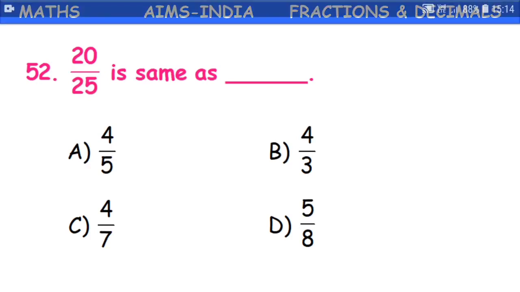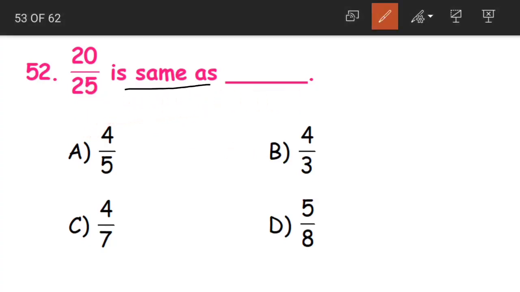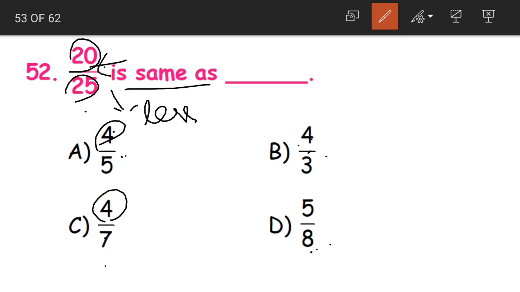Number 52. 20 by 25 is same as dash. That means again is the same as means we have to again find the equivalent fraction for our 20 by 25. Now if you look at the given options, all the numerators and denominators are less than the numerators and denominators here. See here the numerator is 20, but in the options it is either 4 or 5.